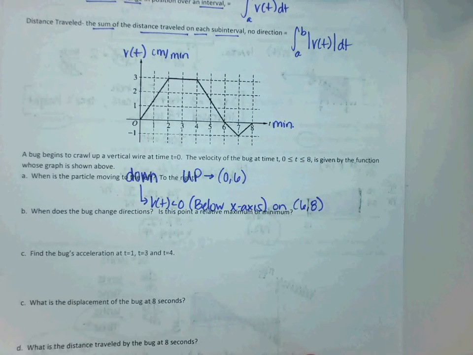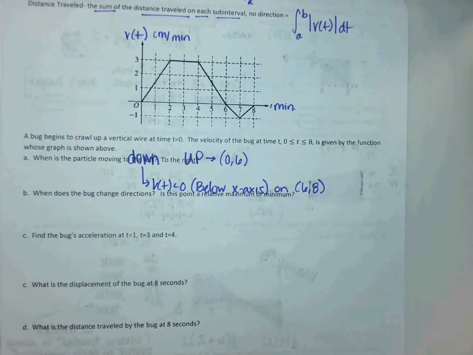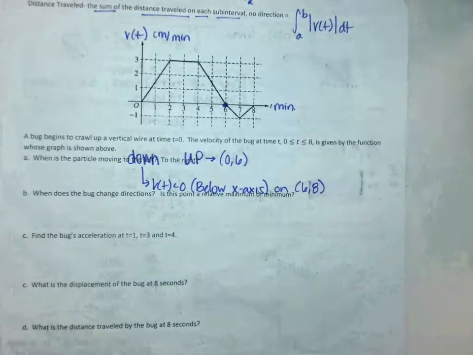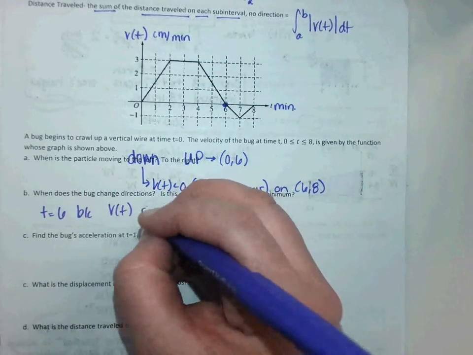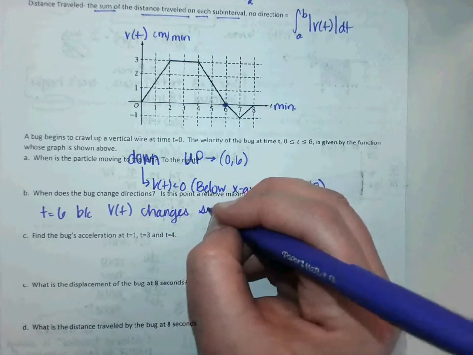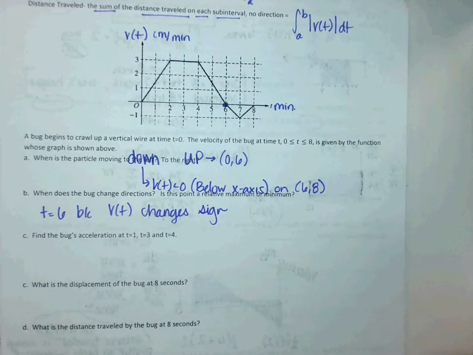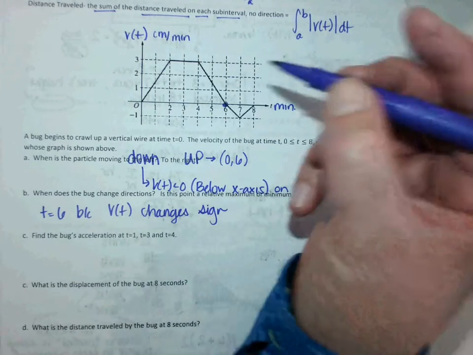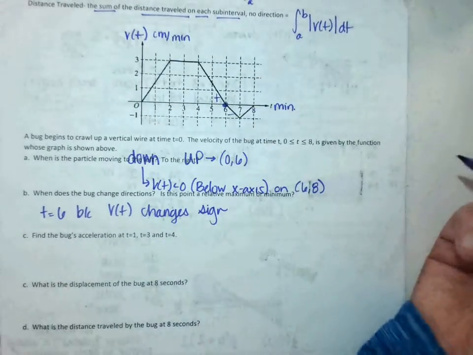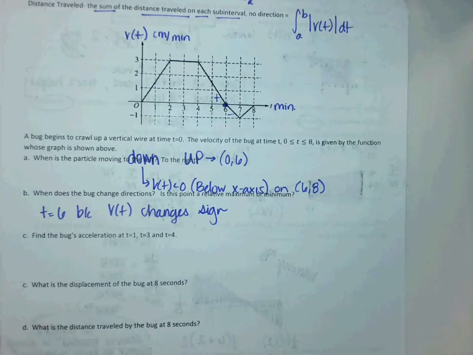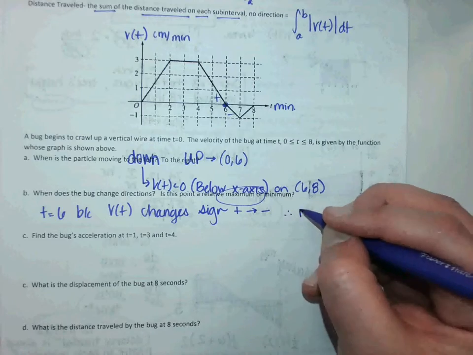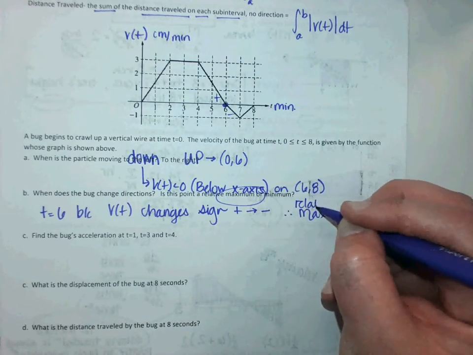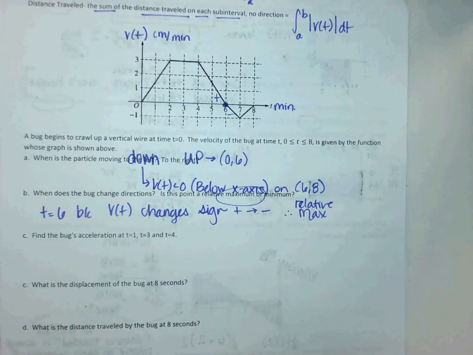Okay, next question. When does the bug change direction? 6, because why? Because my velocity changes sign. Now, then they ask me if it's a relative min or relative max. How do I answer that? I look at the direction of the sign change. At 6, how did it change? From positive to negative, that means it would have gone up to down. That makes it a max. So I'm going to put plus to minus, therefore max. All of that should look familiar.